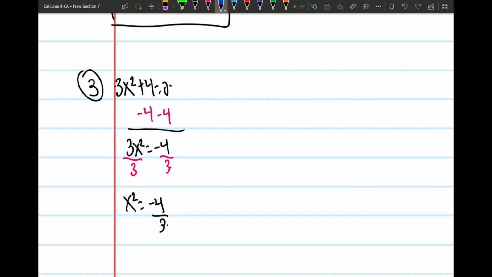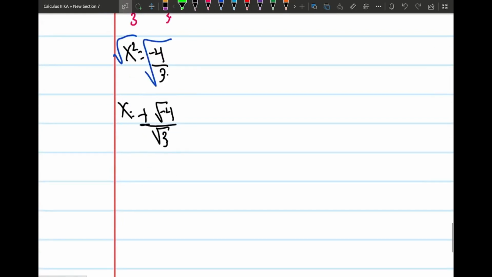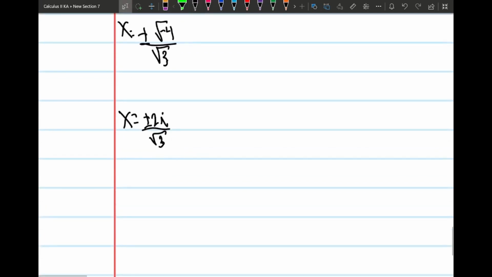Now take the square root. It'll be x equals plus or minus the square root of negative 4 over the square root of 3. This one's a little tricky, guys. So we can put x equals, and it's going to be plus or minus 2i over the square root of 3. This includes two things, x equals negative 2i over the square root of 3, or x equals 2i over the square root of 3.